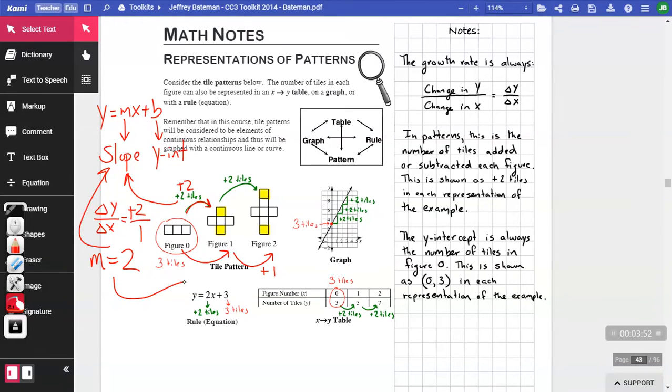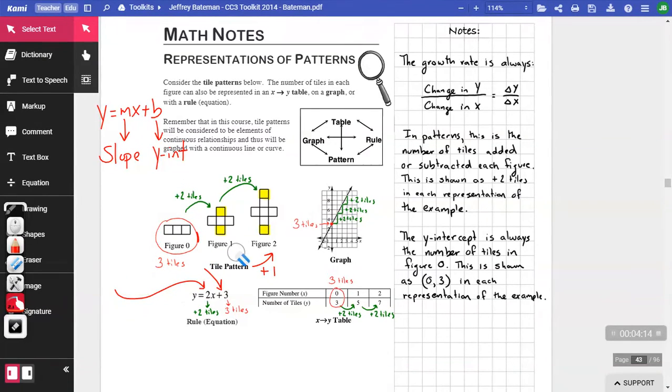All right, and we can see that in my equation here. I put 2x. Now, my number of tiles in figure 0, I can simply find that. That's right here. Figure 0 has 3 tiles. Positive 3 tiles, and that's why my equation has a positive 3. If you can identify those two pieces, you're good. All right, so let's take a look at some of our other situations here.